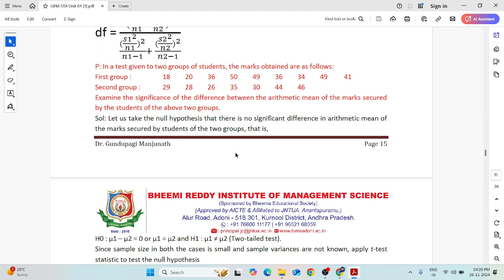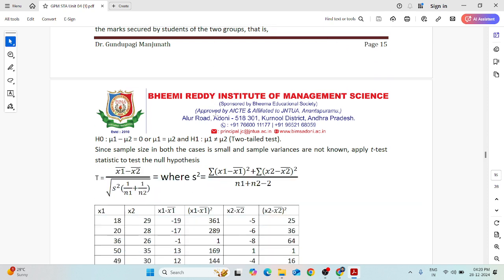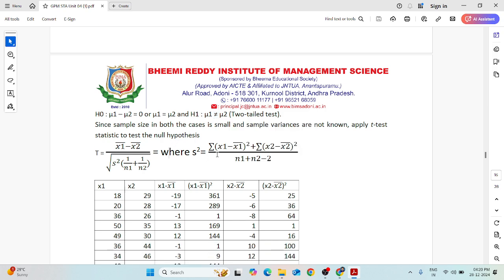So let us have an example here. We have two groups of students, first group and second group, and the marks obtained are there. So here, what we are testing is whether there is no significant difference or there is a significant difference, not equal. So S square, basically here also, calculation of the standard deviation and variances. So sample variances we have to calculate.